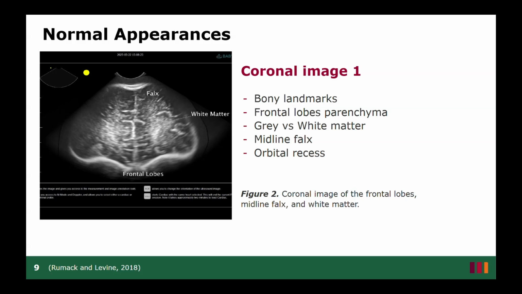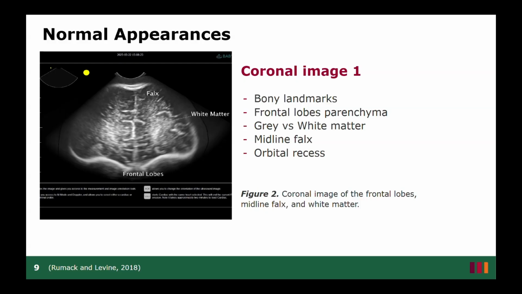Using Sonita, we will discuss our normal scan routine and the anatomy relevant to detecting hemorrhage. Starting with the coronal images, our first image is of the most anterior part of the brain. When scanning, we look at bony landmarks to help guide us. The grooves of the orbital recess verify that we are indeed in the frontal lobes.